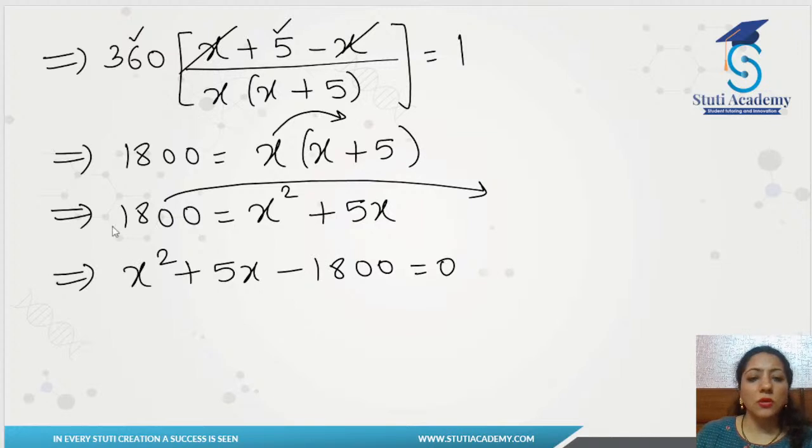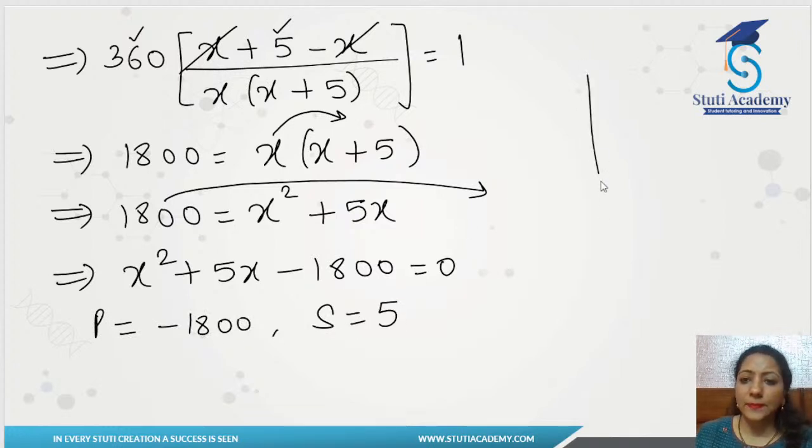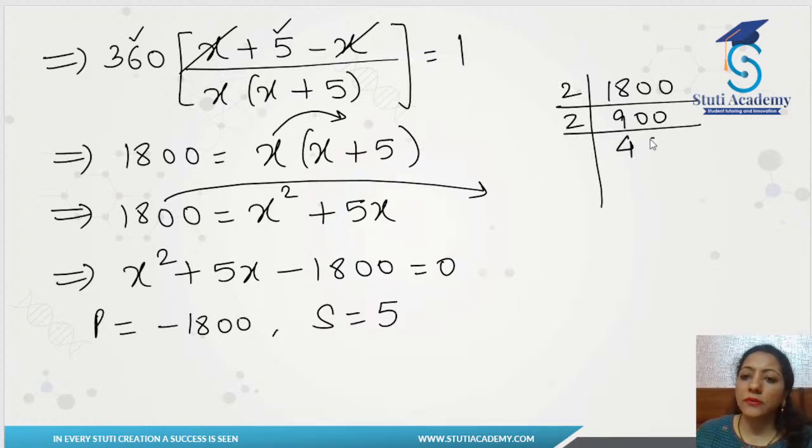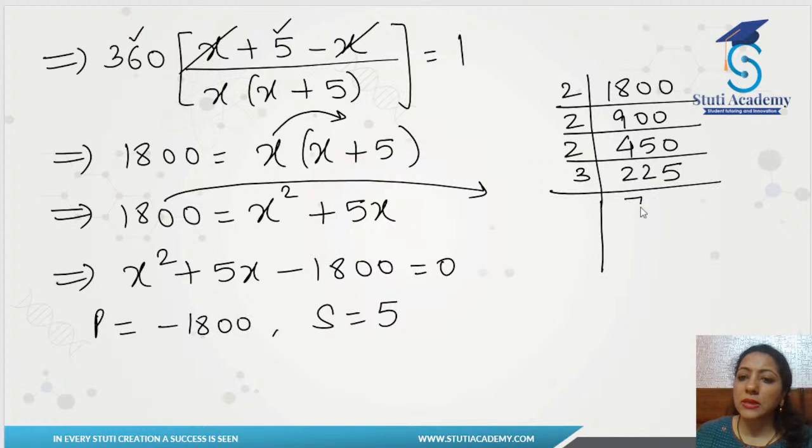After this, we'll solve this using the factorization method. We want two numbers whose product is minus 1800 and the sum we want is 5. So let us see. We'll take this 1800 and we are going to prime factorize this. So we'll get 2 here, we'll get 900. Then we will get 2 here, we'll get 450. Then again, this will go by 2, 225. This will get divided by 3. We will get 75. Then by 3 again, 25. Then by 5, 5, 5 and 1.